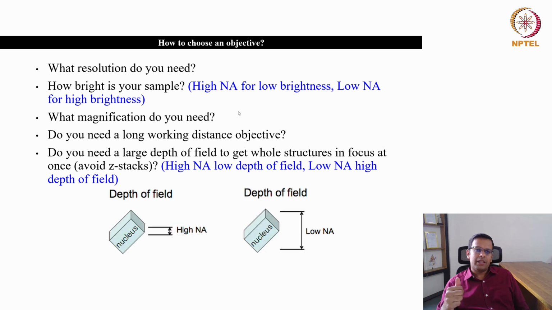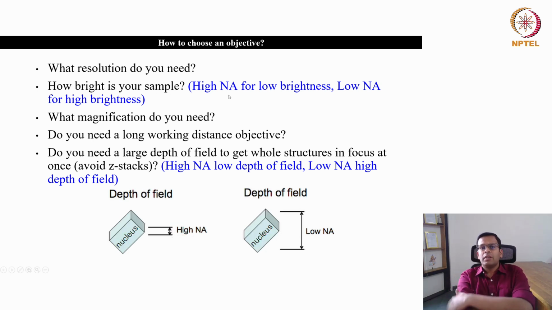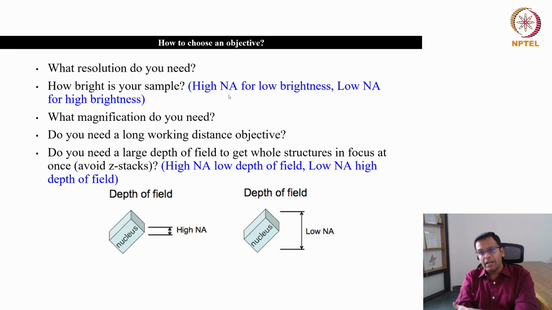and that is also enough to make an image. So the selection of the objective also depends on the brightness of the sample. If your sample is bright, then go for a low NA objective. If your sample is faint, then go for the high NA objective.